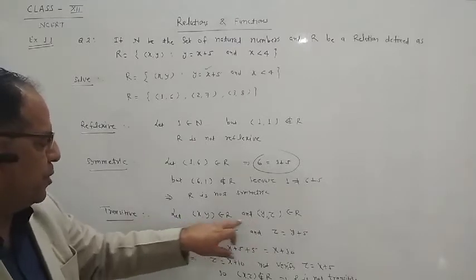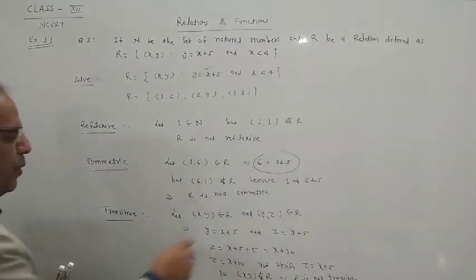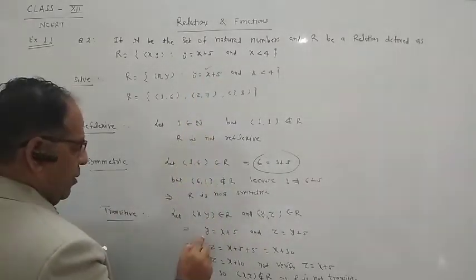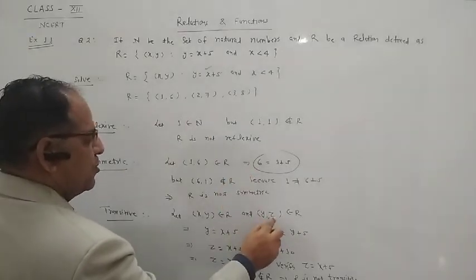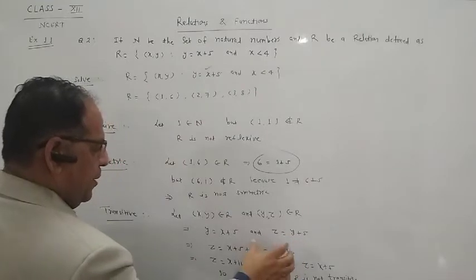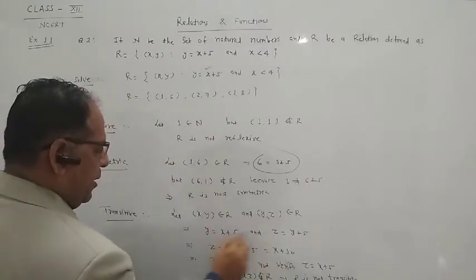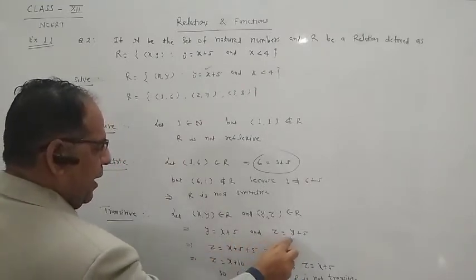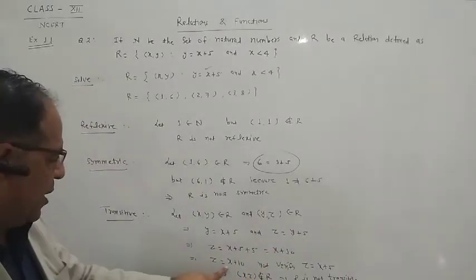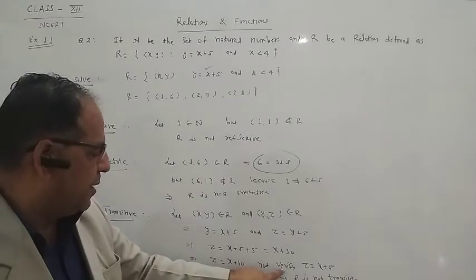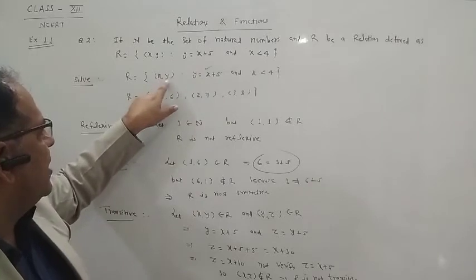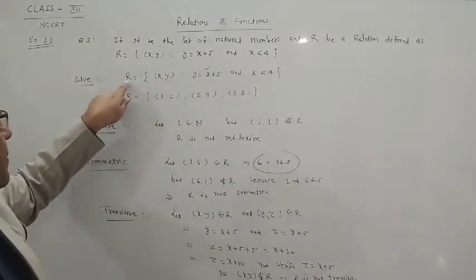Similarly, we take two consecutive pairs in R, (x, y) and (y, z). If (x, y) is there, it satisfies the condition y equal to x plus 5. If (y, z) is there, it satisfies the condition z equal to y plus 5. We eliminate y from both equations, so we have z equal to x plus 5 plus 5, that means z equal to x plus 10.